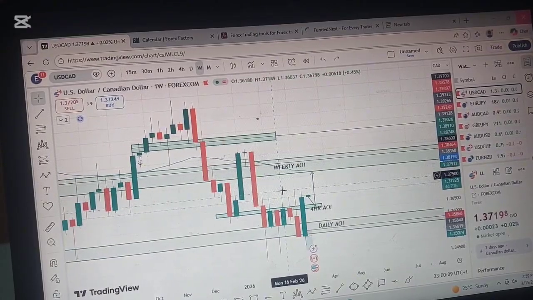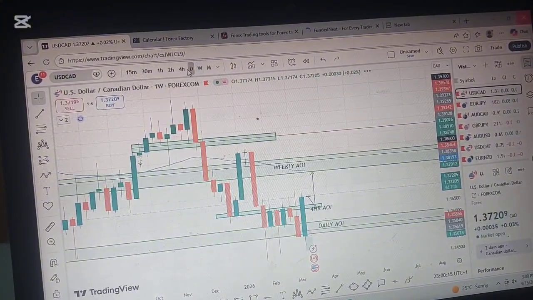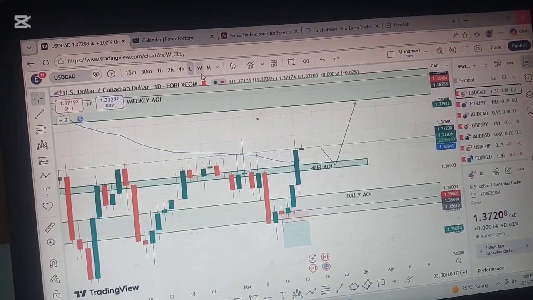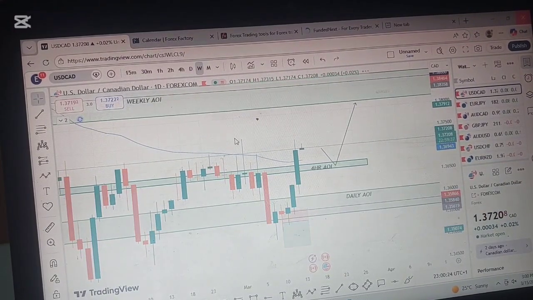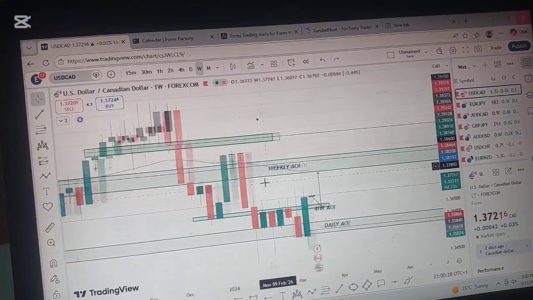USD/CAD. Last week we took a sell on USD/CAD, and we were wrong about the trade. We lost money on it. Last week we were clearly bearish here.